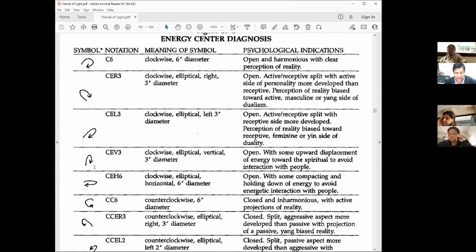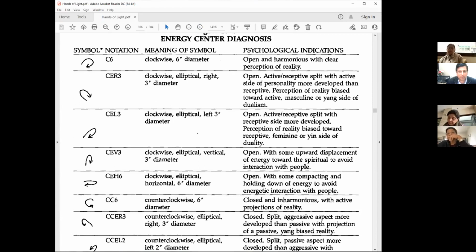Okay, so the next part of the chapter is an intensive study. First we need to understand what the movements are all about. The first thing that you see is a clockwise 6-inch diameter. C stands for clockwise. You can write it down on a piece of paper if you want to make a cheat sheet, then when you make your readings, it will become better.